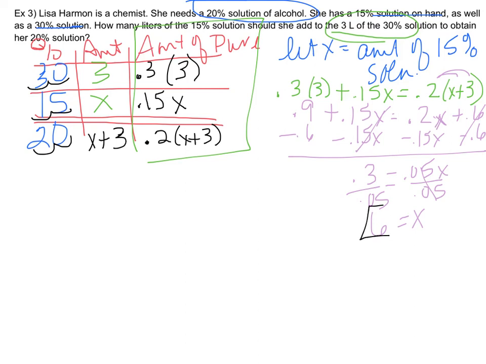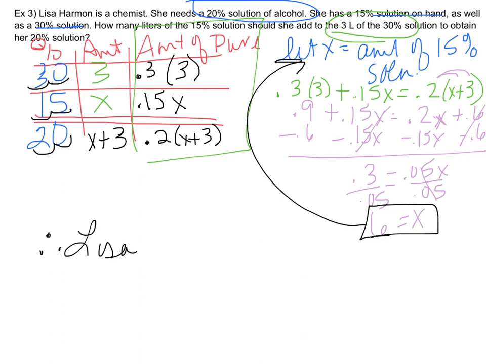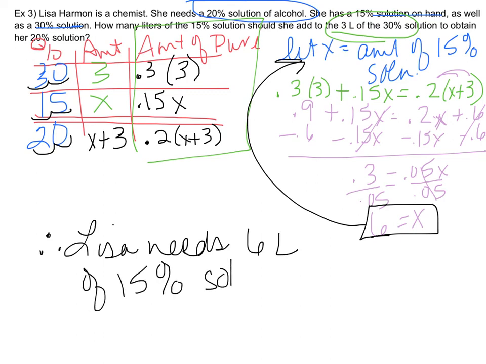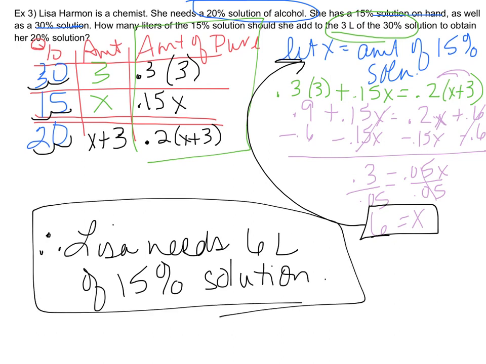So x equals 6, well, big deal. What does that actually mean? You know, if x is 6, we have this handy thing called a let statement. So, what do we do to finish this off? Therefore, Lisa needs, that's an E, 6 liters of the 15% solution. And that's it. Cool.